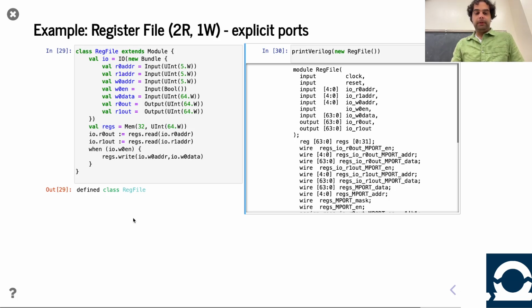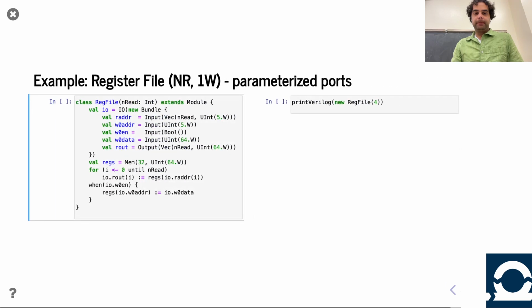Cool. So in the spirit of this class, make generators parameterized. Why not have n read ports? In that case, we're going to make the port for the addresses a vector, so we have n of them. That's parameterized. Only still a single write port. Our output, of course, also is going to be a vector in order to handle these n different outputs.